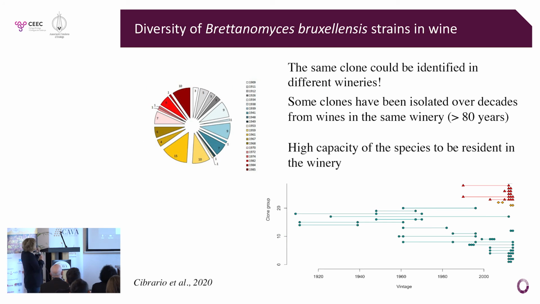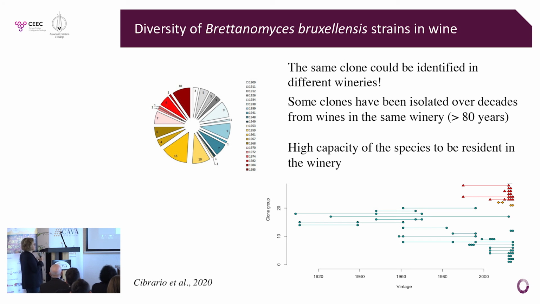Considering the diversity of spoilage yeast, we now have some evidence because we were able to develop genetic tools to decipher the genetic diversity at strain level of Brettanomyces bruxellensis. We showed that we could have the same clones, the same genetic profiles, in different wineries in a given wine-producing region.